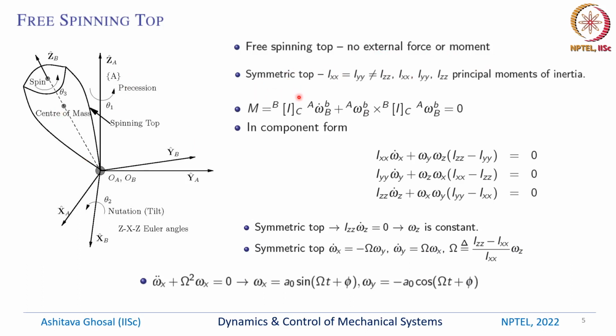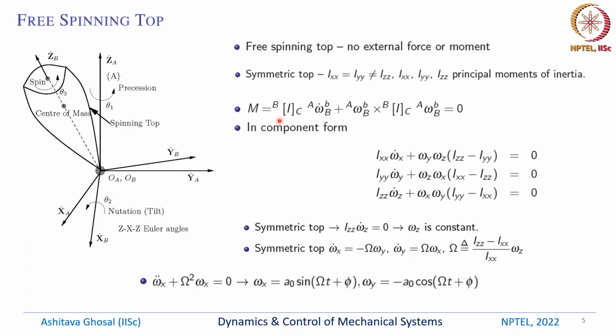The symmetric top is a special case of general top, in which Ixx of the inertia matrix of this top about x, remember, integral of y square plus z square, is same as Iyy, and both of these are not equal to Izz. So Ixx, Iyy, Izz are the principal moments of inertia of this top about this xb, yb, zb.